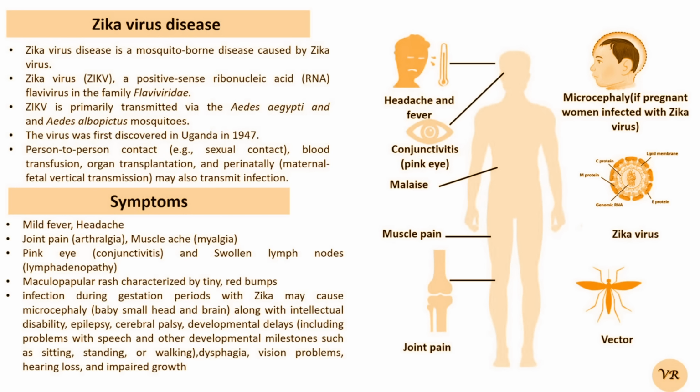Most people with Zika do not show any symptoms. About 80% of cases are asymptomatic. When symptoms do appear, they are usually mild and last 2 to 7 days. Symptoms include fever, rash, joint pain, that is arthralgia, red eyes, conjunctivitis, muscle pain, and headache.